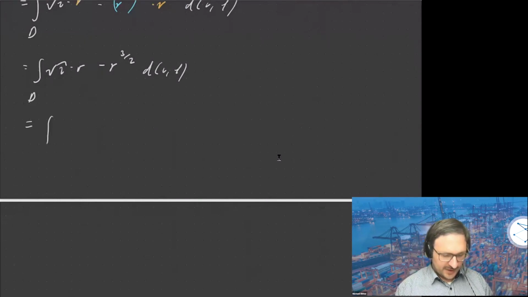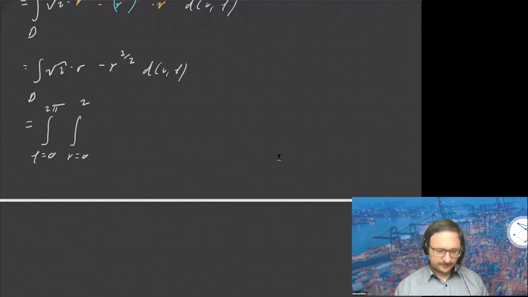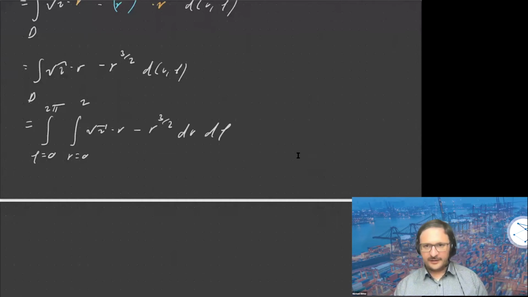It doesn't really matter which order we decide on, whether we first integrate with respect to phi or r, that doesn't make a difference. I'll just use phi for the outer integral. Phi goes from 0 to 2 pi. Then we have r for the inner integral. r goes from 0 to 2. And we need to integrate over square root of 2 times r minus r to the power of 3 over 2, dr d phi.